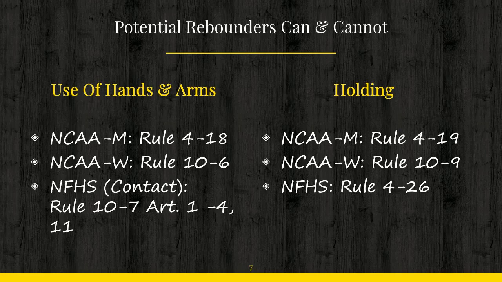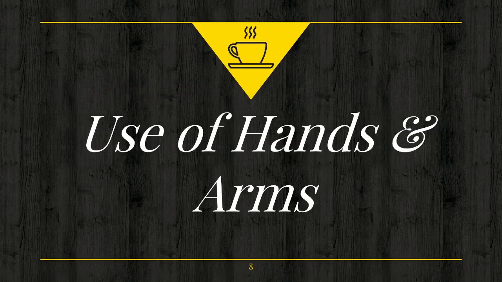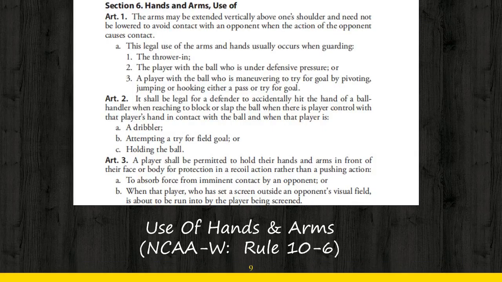I encourage you to take a look at these particular rules further and familiarize yourselves with the legal and illegal contact that may occur with players. The use of hands and arms. While this entire section of this rule may not necessarily always apply to rebounding action, the principles do. And there are certain parts of this particular rule that can be applicable to rebounders.